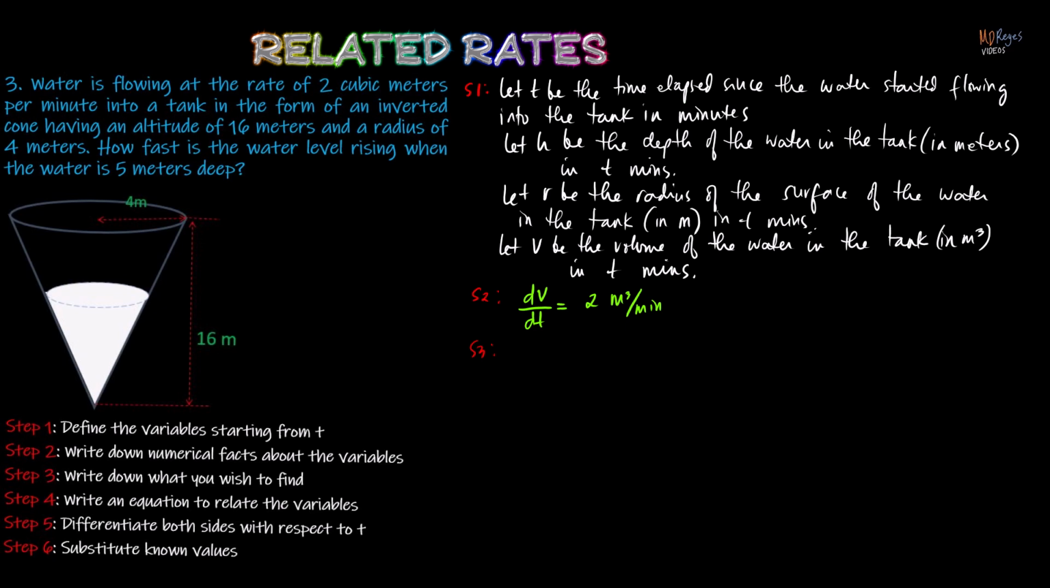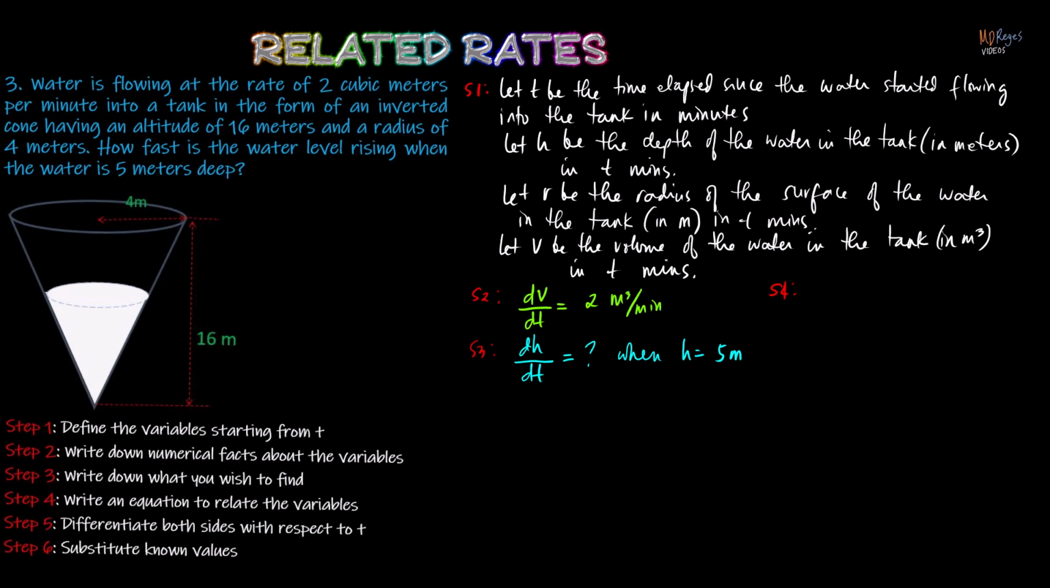Water level, so the depth of the water is represented by h. So we are looking for dh over dt. How fast is h changing per unit time? So what is dh over dt when the water is 5 meters deep, that is, when h, the depth of the water, is 5 meters? That's what we're looking for. Now let's go to step 4.